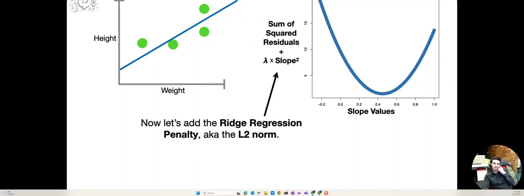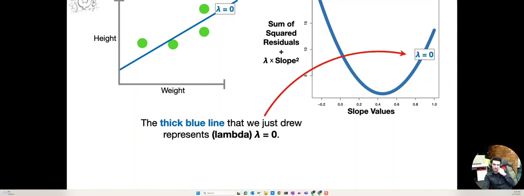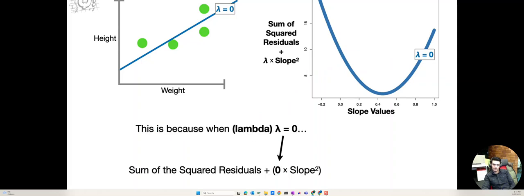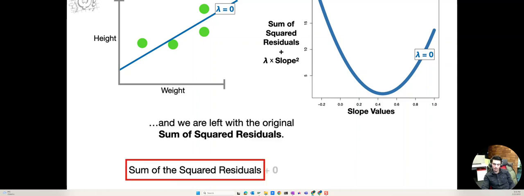Now let's add the ridge regression penalty, aka the L2 norm. Note, if you asked me, it should be called the squared penalty, since that's what it is, and, for me, way easier to remember. The thick blue line that we just drew represents lambda equals 0. This is because when lambda equals 0, the penalty is equal to 0, regardless of the slope, and we are left with the original sum of squared residuals.